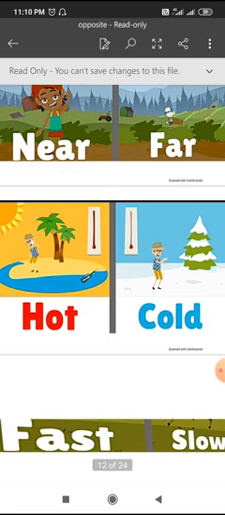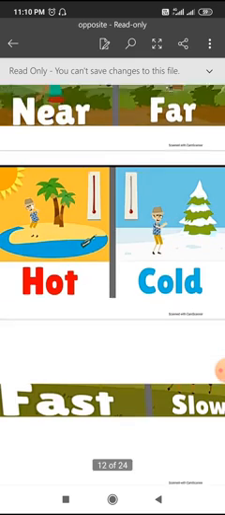Hot, when anything is hot, or in summers we have hot days. Cold, when the days are cold. So hot is the opposite of cold. There is one more example here about hot and cold, that is summer and winter. Summer is the opposite of winter and winter is the opposite of summer.